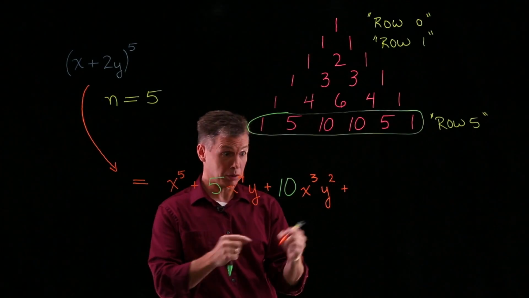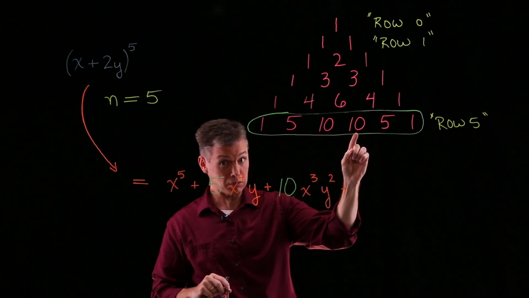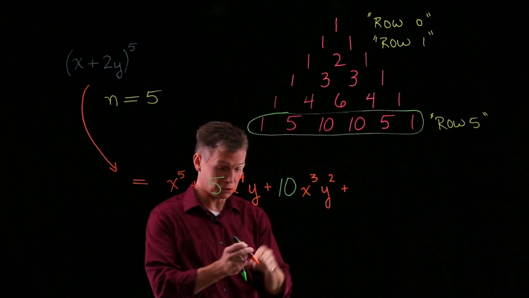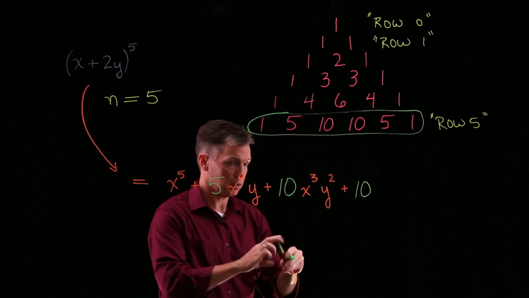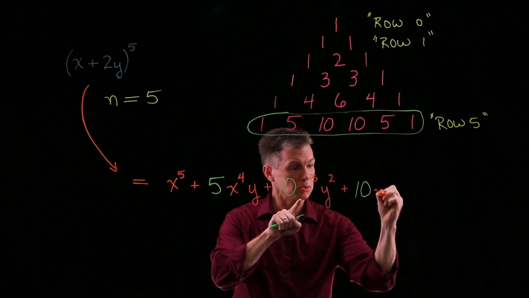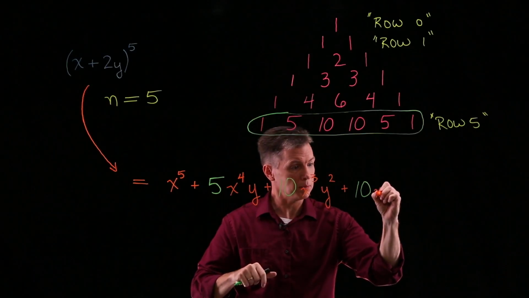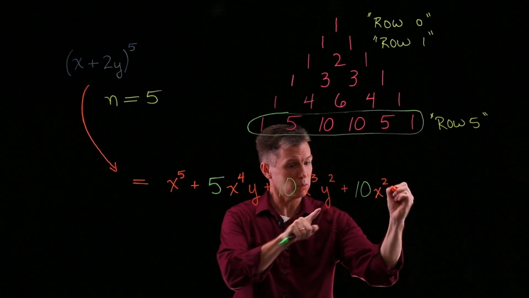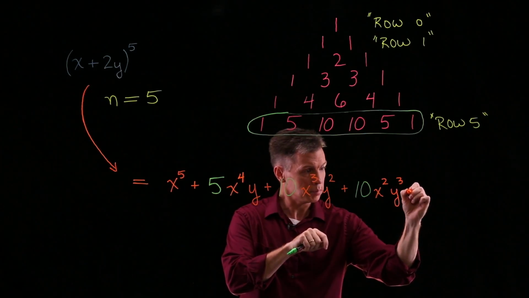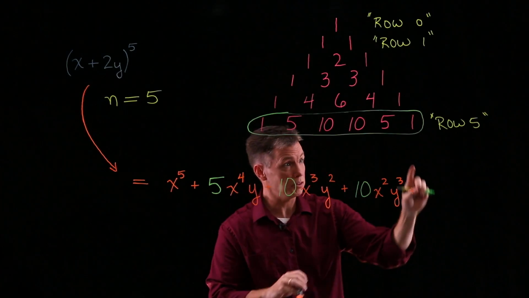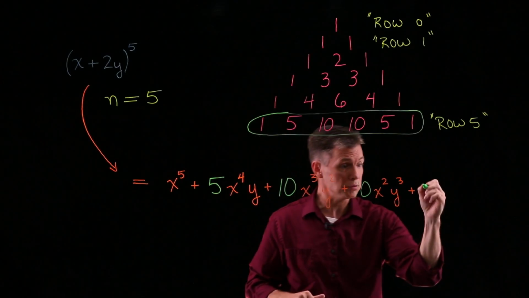Plus, I need a coefficient. The next number in the row of Pascal's triangle is also 10, so I have another coefficient of 10. And then x needs to go down to the 2 power, and y goes up to the 3 power, plus my next coefficient from the row is 5.